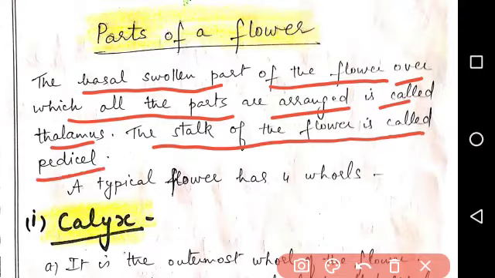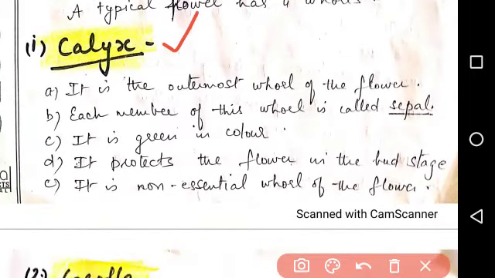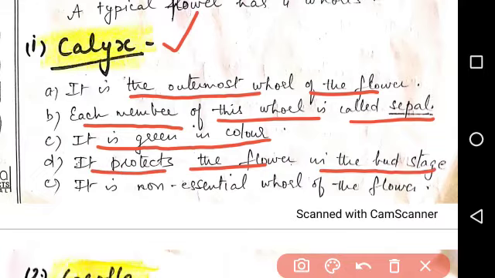Now, what are the four whorls which are present in a flower? A typical flower has four whorls. The first whorl is called the calyx. First point, it is the outermost whorl of the flower. Second, each member of this whorl is called a sepal. Third, it is green in color. Fourth, it protects the flower in the bud stage. This is the function of the calyx: all the sepals protect the flower when it is in the bud stage. They cover the flower from outside. Fifth point, it is a non-essential whorl of the flower.